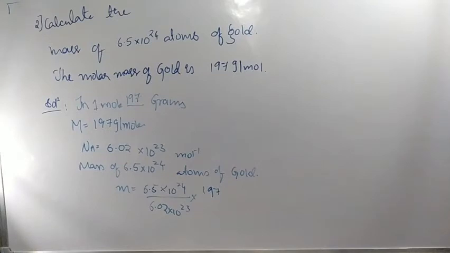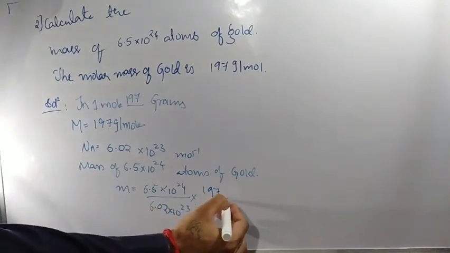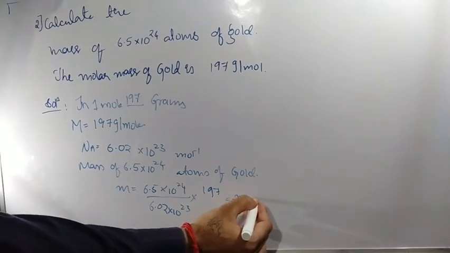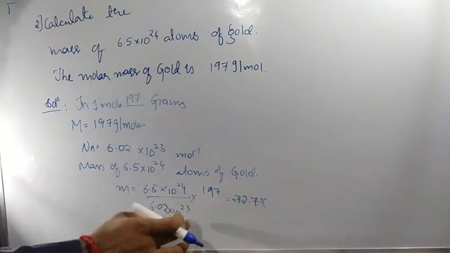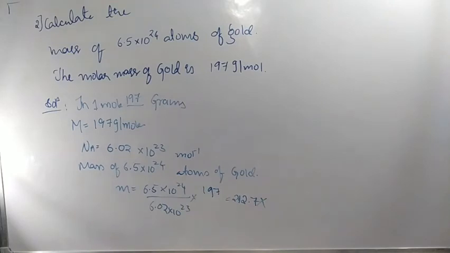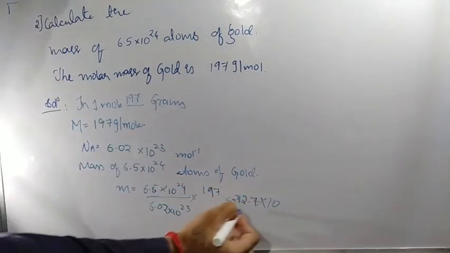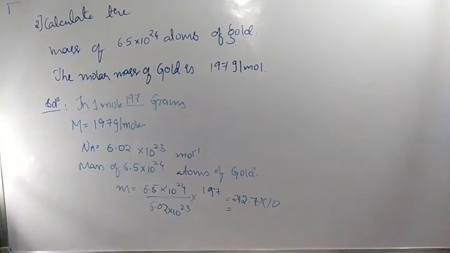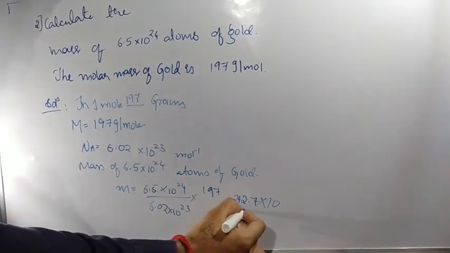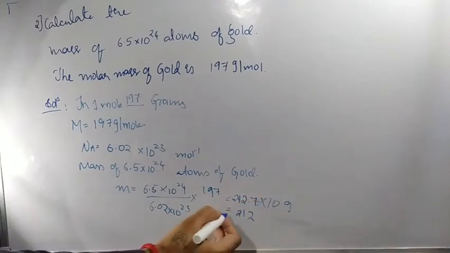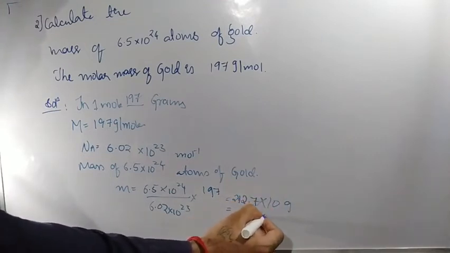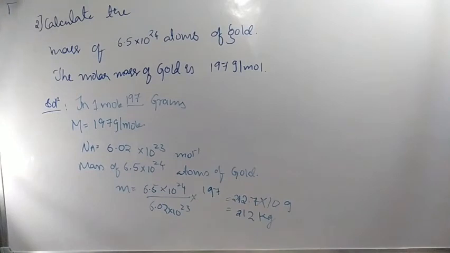Yes. Anyone got 212.7? Into 10, here 24, denominator 23 means into 10. Or how can we write it? 212 these many grams, or we can write 212 into 10 to the power of 3 grams, or 212 kg. Clear? Okay. Shall we go to the next part?